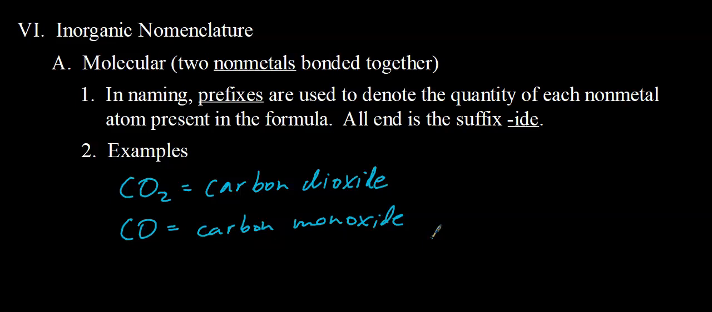And recall from Chem 1, if your prefix ends in an O or an A, and that precedes a vowel in the name of the second element in the compound, we drop the O or A from the prefix. So this is not carbon monoxide. Drop the O from mono, carbon monoxide. Let's take a look at another.